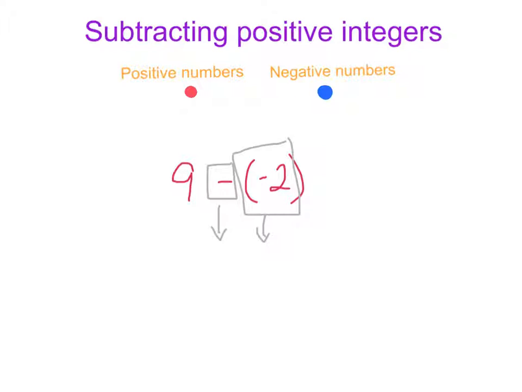So I'm left in that case with 9, and the opposite of subtracting is plus, and the opposite of a negative 2 would be a positive 2. And now that problem becomes much easier to solve. That answer is 11. So that would be 11. So for every subtraction problem that you're dealing with today, you're going to change it to an addition problem that would have the same answer.